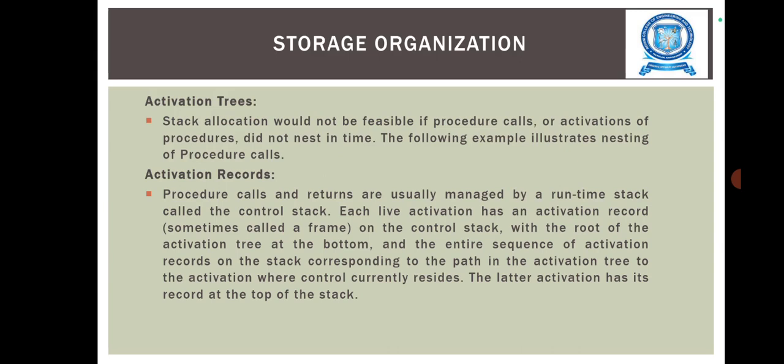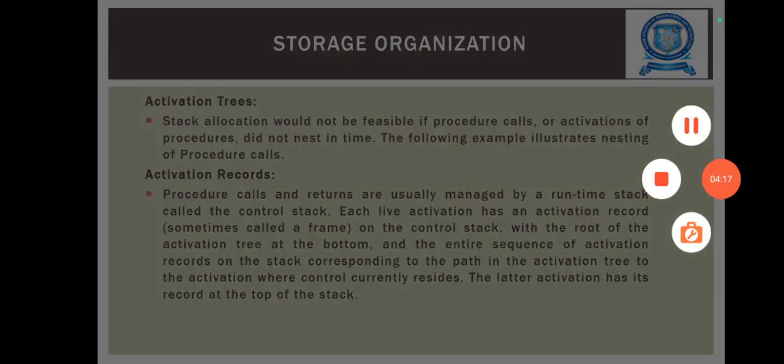Activation records. Procedure calls and returns are usually managed by a runtime stack called the control stack. Each live activation has an activation record, sometimes called a frame, on the control stack, with the root of the activation tree at the bottom and the entire sequence of activation records on the stack corresponding to the path in the activation tree to the activation where control currently resides. The latest activation has its record at the top of the stack.